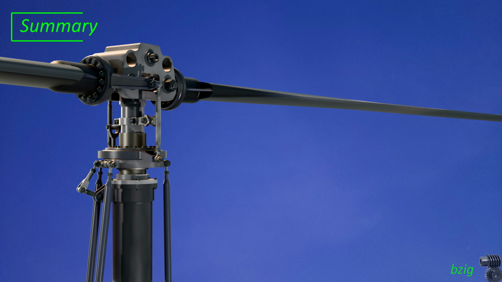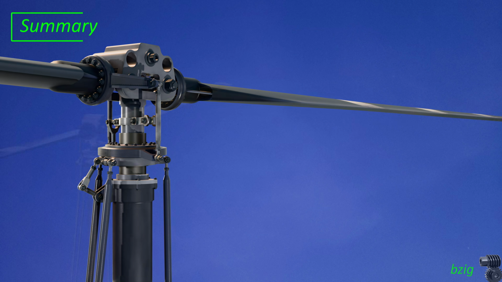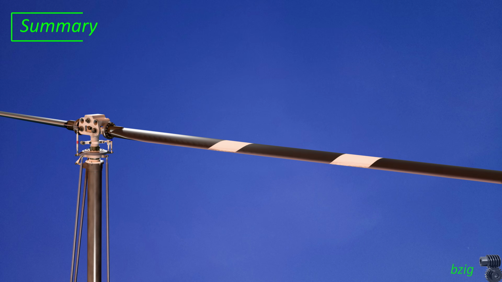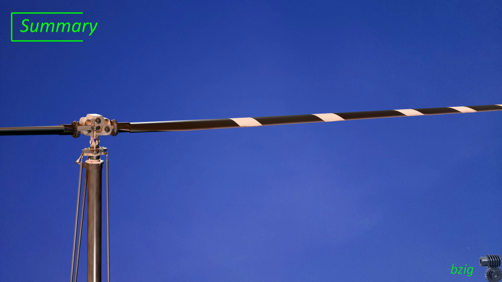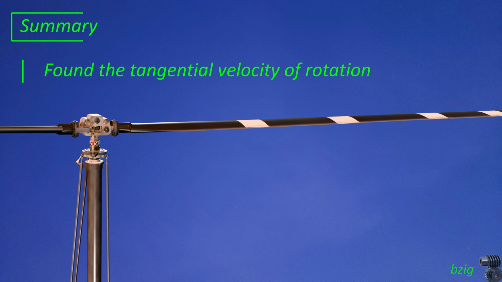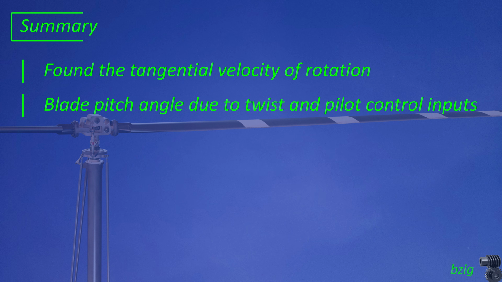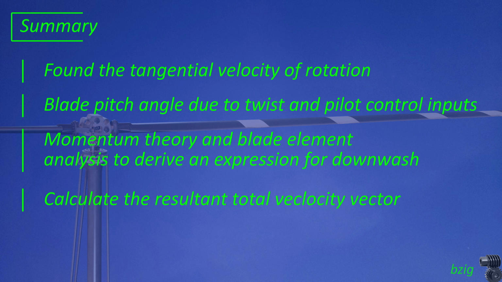So the goal of this project was to create an accurate simulation of the aerodynamic forces on the rotor blades of an R44 helicopter. Here's a summary of the steps it took to get here. First, we found the tangential velocity of rotation, then blade pitch, accounting for twist and pilot control inputs. We then used momentum theory and a blade element analysis to derive an expression for downwash. From this, we were able to calculate the resultant total velocity vector.